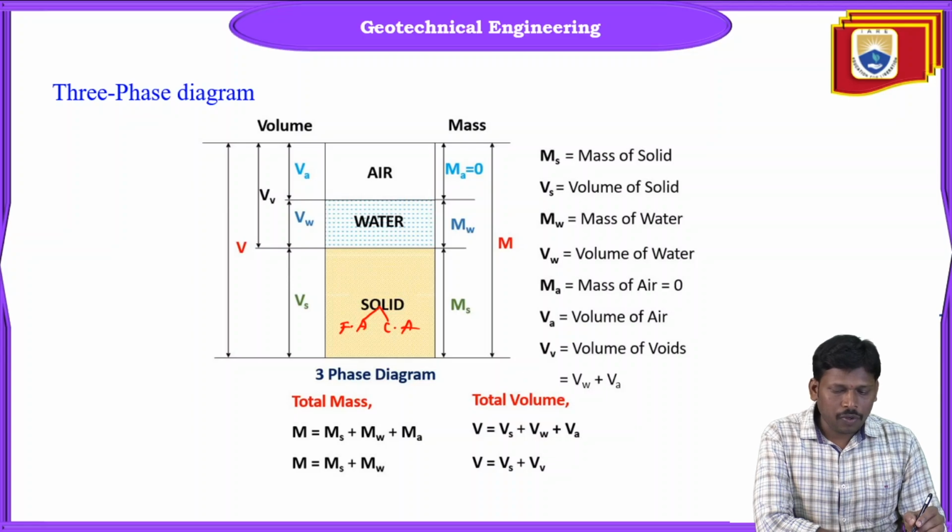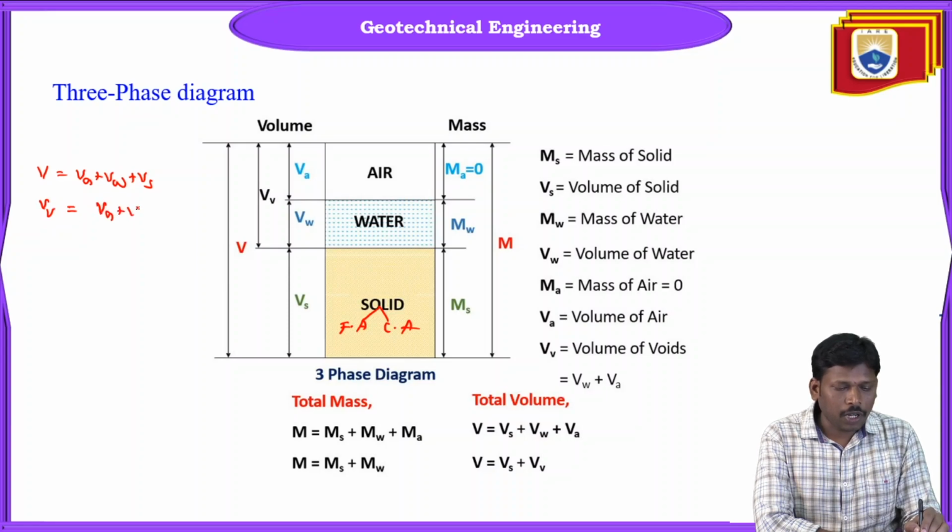So here, the total volume is equal to volume of air plus volume of water plus volume of soil. And volume of voids, Vv, is nothing but the volume of voids. It means volume of voids is equal to volume of air plus volume of water.